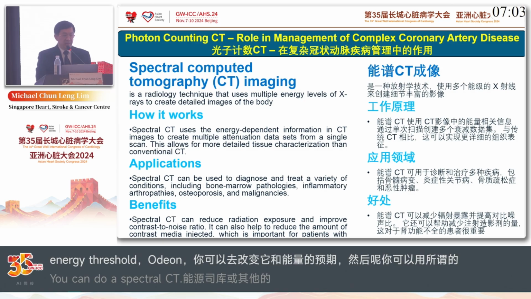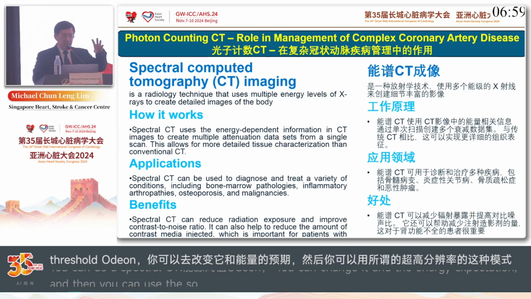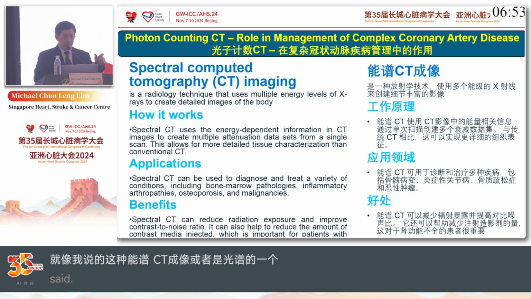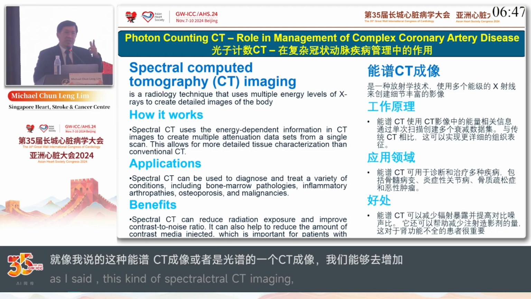So just now, as I said, the spectral CT, which you can do with the standard resolution mode, by adjusting the levels of the energy, you can actually improve the contrast to noise ratio and reduce the contrast media injected. I'll give you a real example, so maybe you can understand.